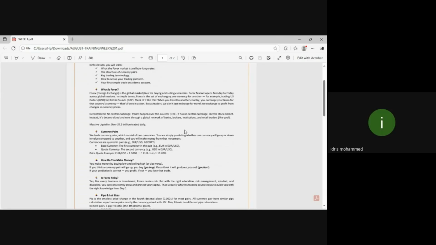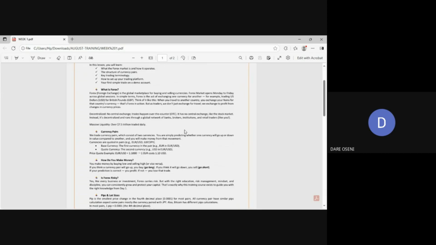Okay. For example, XAUUSD. XAU is the value for gold. So gold is the base, while the quote is the US dollar. When you say something is base, that's the foundation. It is the number one, while the other one is the quote.